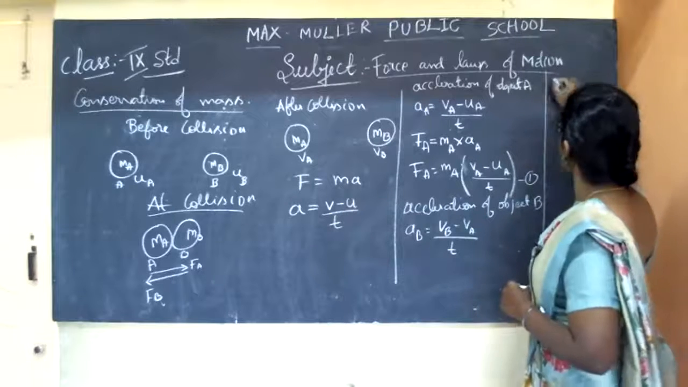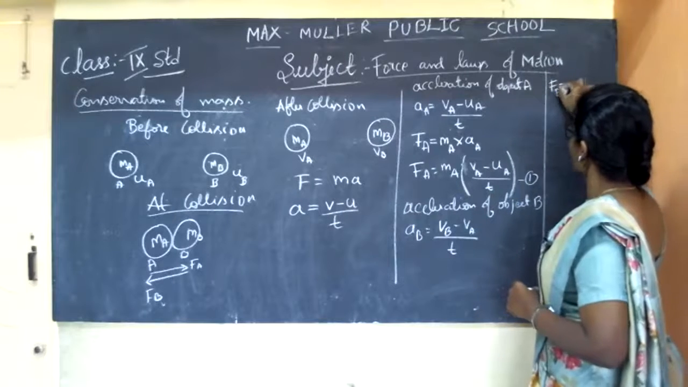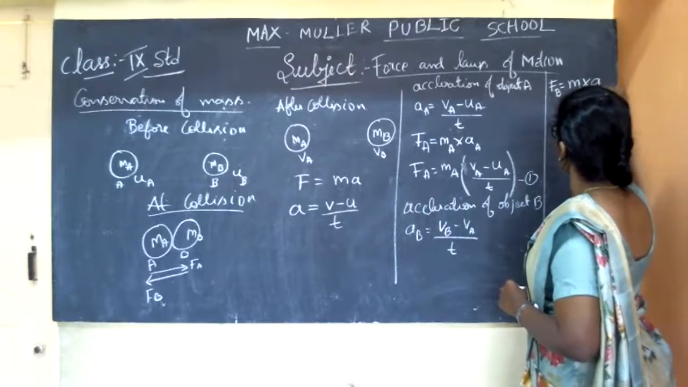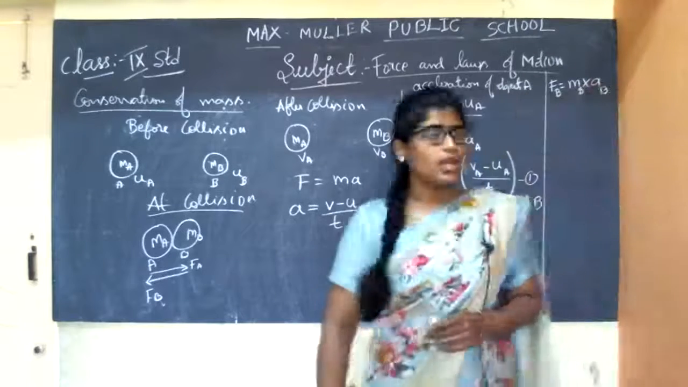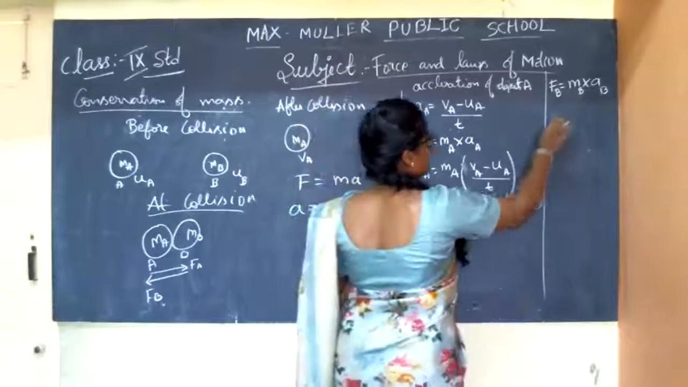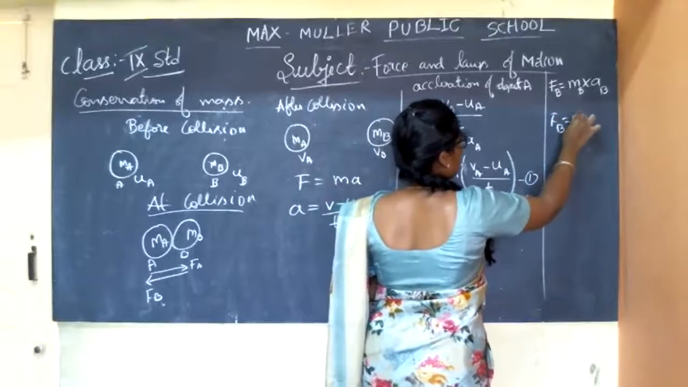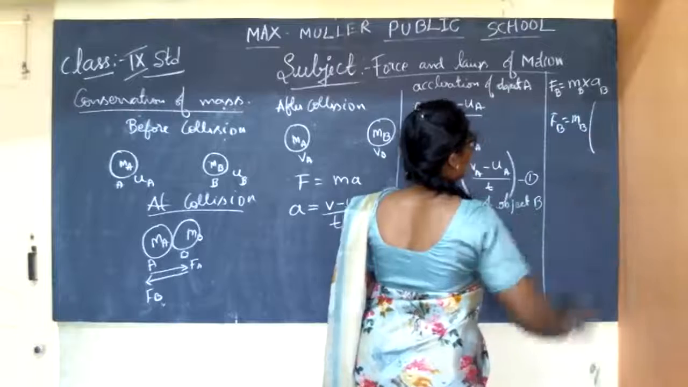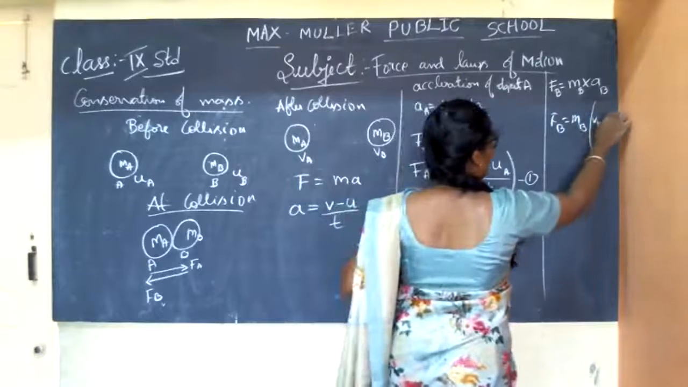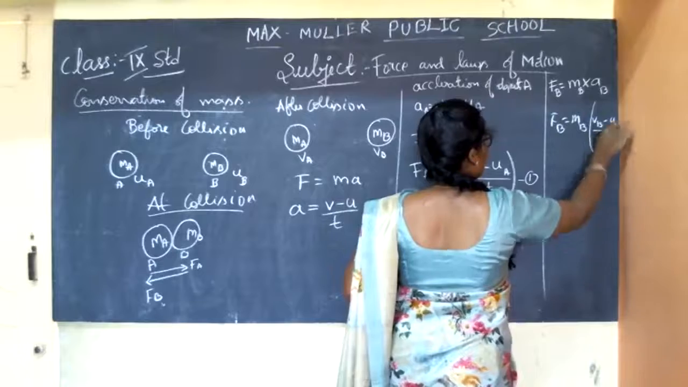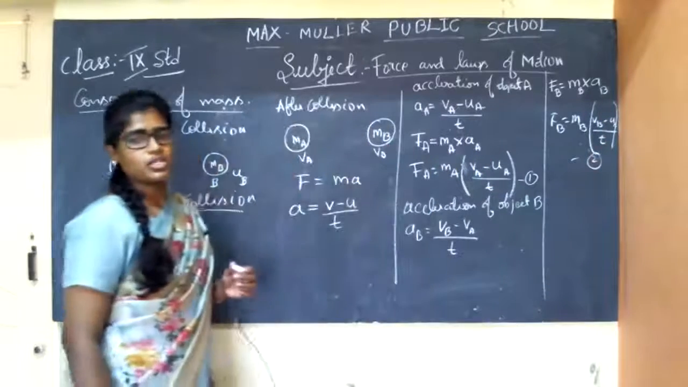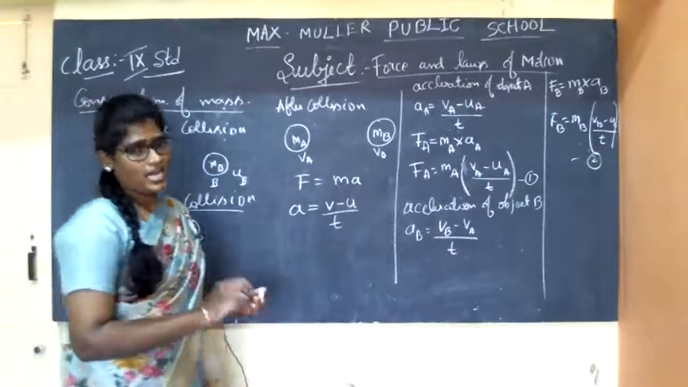Then FB will be equal to mB into aB. Yes or no, children? FB is equal to mB as it is, and in place of aB, what are you going to write? You are going to write vB minus uB divided by t. This is the second equation. So your first equation and second equation are ready for us.